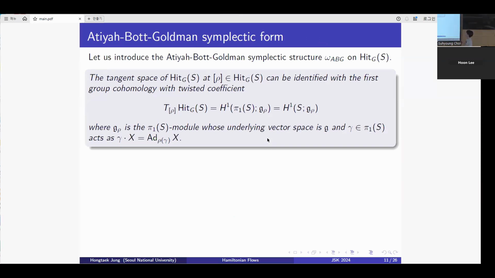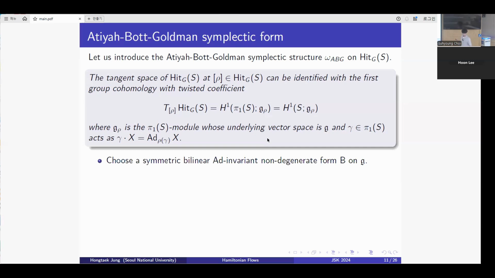The Atiyah-Bott-Goldman symplectic structure. This is a kind of classical result. It basically tells you that the tangent space at a certain point of your Hitchin component can be identified with the first cohomology group of your fundamental group with twisted coefficients. This twisted coefficient is, as a vector space, just the Lie algebra of G, and the action of the fundamental group is given by the adjoint action.